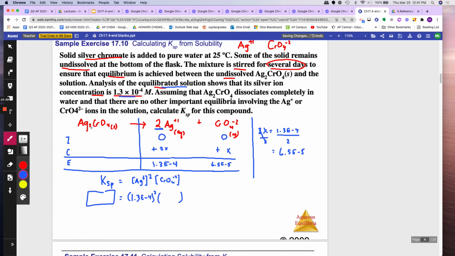So what that means is for every one of these that you dissolve, you're going to get 2 of these to 1 of these. So 2 to 1. So now that I have this number, I can just plug it into here. 6.5 E -5. And I would get Ksp then. And that is 1.1 E -12.